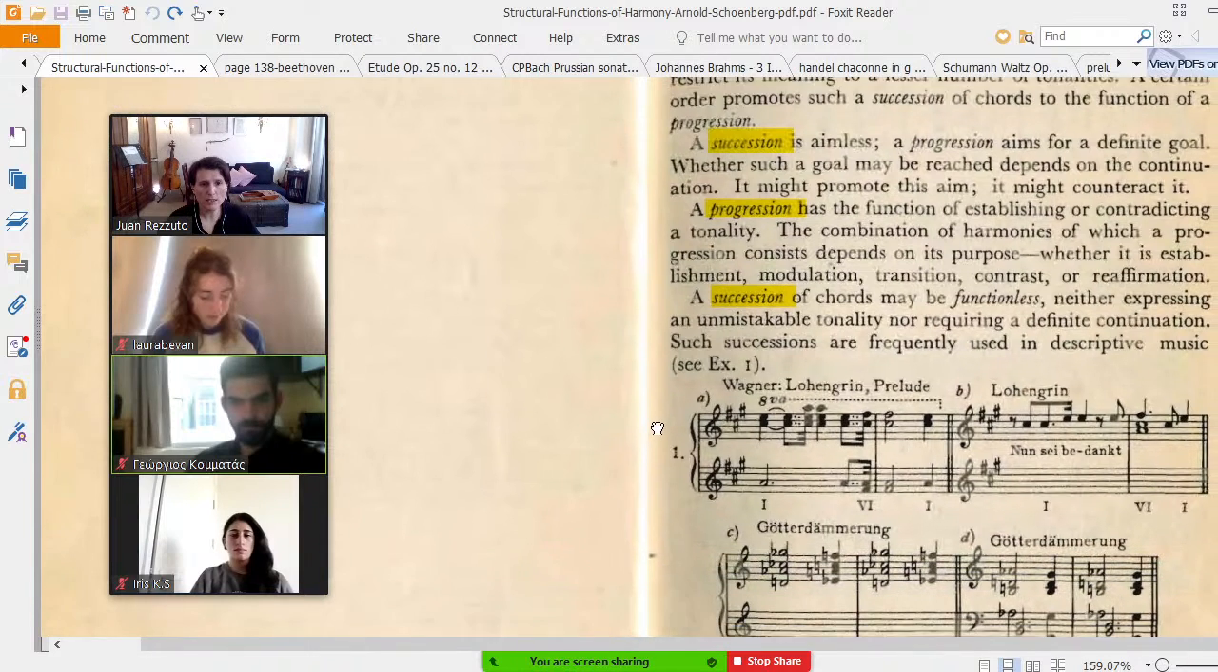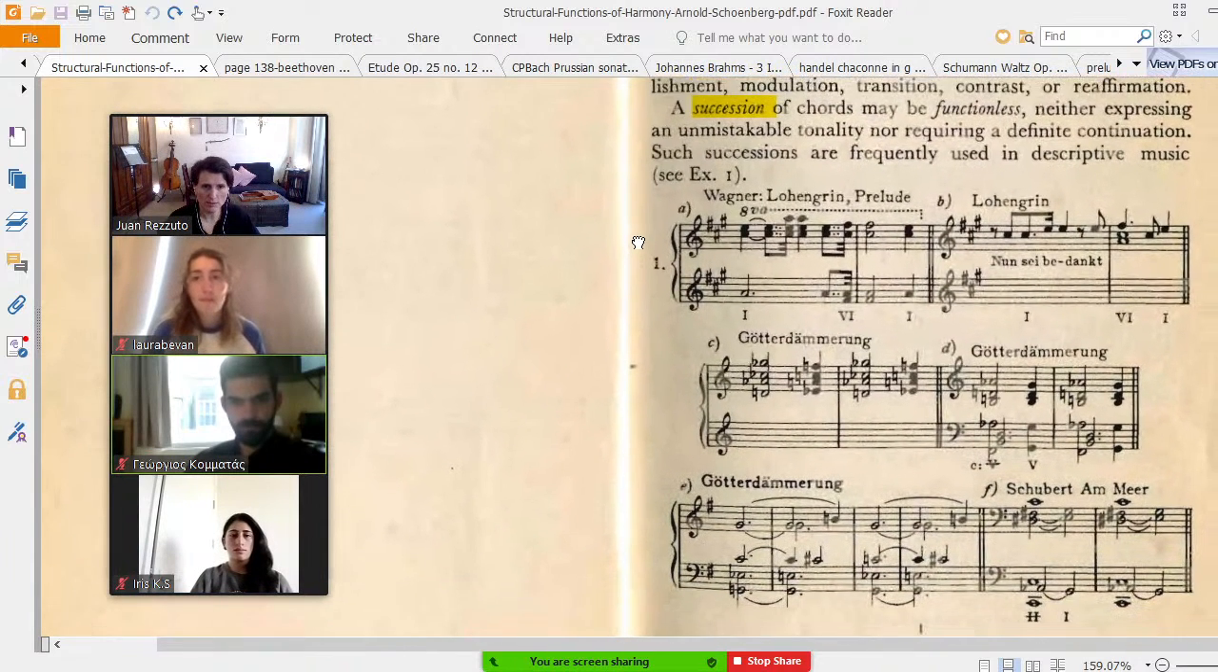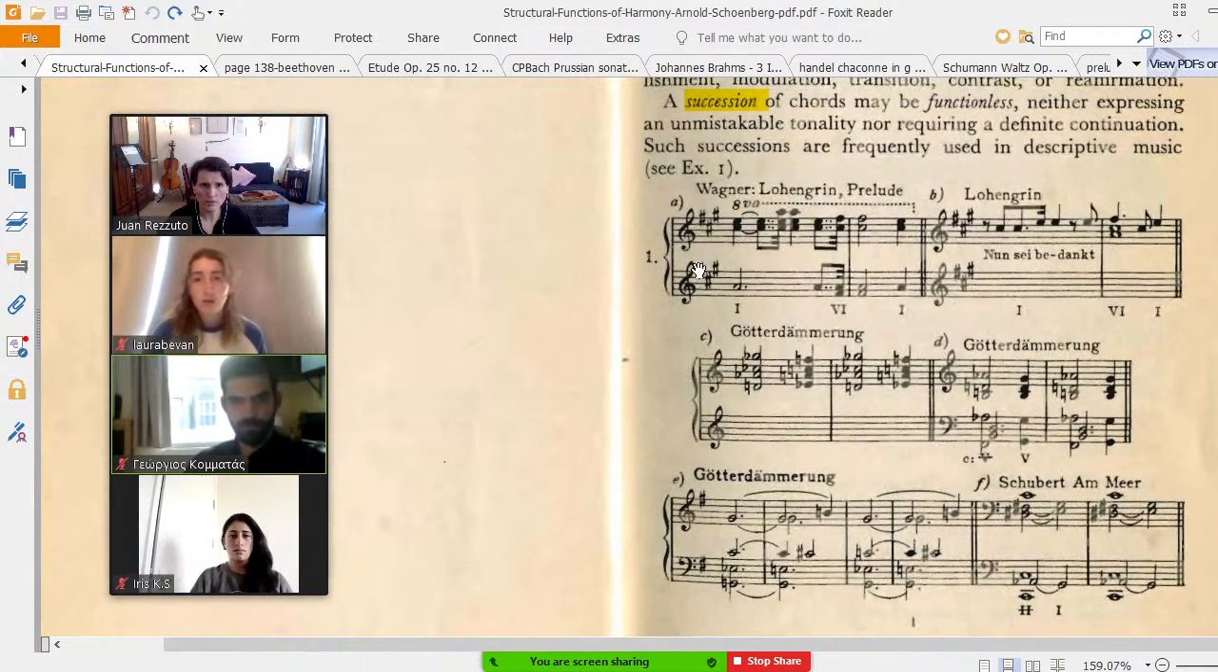So we have to be very careful. For example, these examples: Wagner, Lohengrin, the Prelude. In general, Wagner. Remember that in his time the aim was not to be very reaffirming in a tonality. They were expanding. They were on the verge of breaking the system.